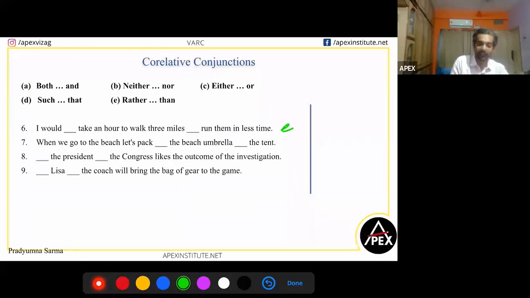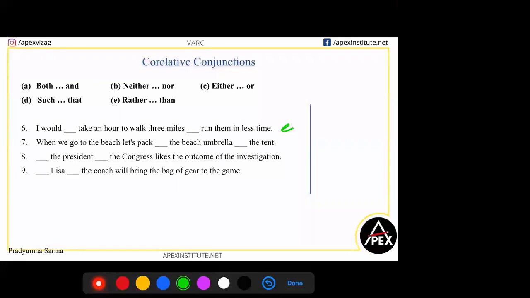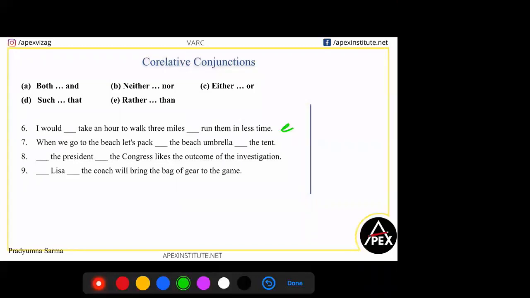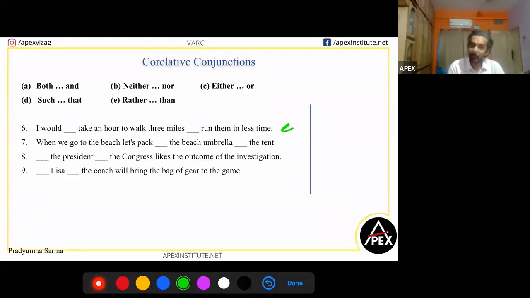Rather than, very good. Next, seventh one. Come on, seventh one: when we go to the beach, let's pack both the beach umbrella and the tent. Next one: both the president and the congress, correct. Neither nor cannot be either or, so for this you can have A or B.